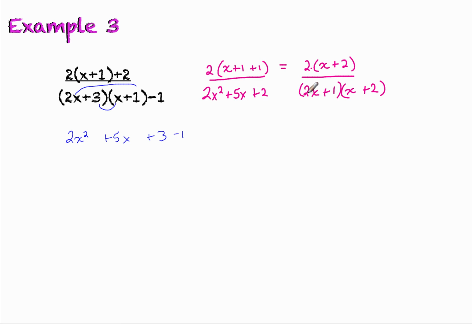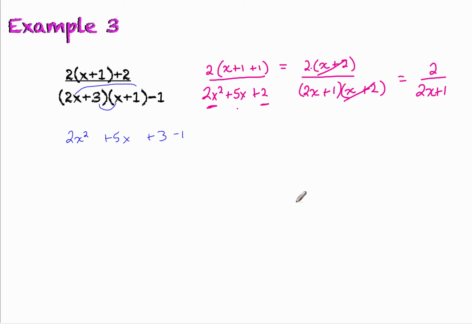And if I do checking, 2x times x gets me my lead of 2x squared. 1 times 2 gets me my back of 2. My bridge is 2x. My tunnel is 1x. Sorry, my bridge is 4x. My tunnel is 1x. 4x and 1x gets me 5x. Okay? Cancel out my common factors. I'm left with 2 over 2x plus 1.